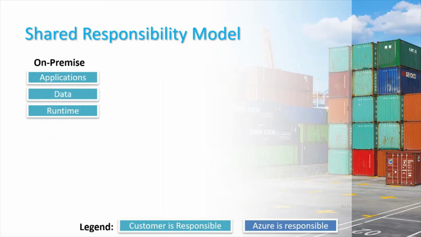Let's say you have a .NET Core application. You need the .NET runtime in order to build and deploy your application, so you are responsible for the runtime as well. You are also responsible for the middleware. Let's say the application needs some kind of authentication services. Now you are also responsible for that middleware, and you are also responsible for the operating system your app is running on.